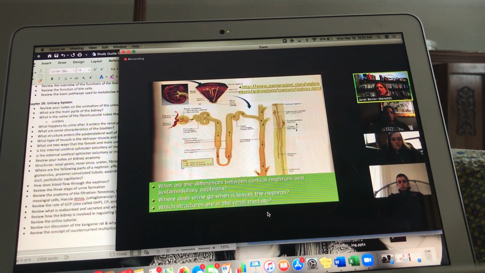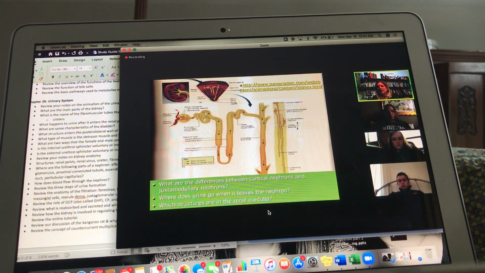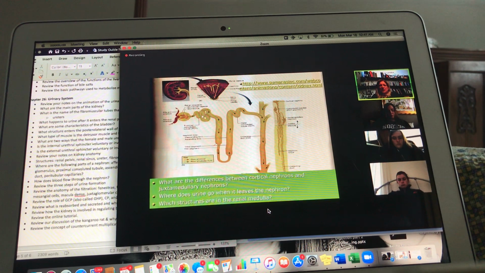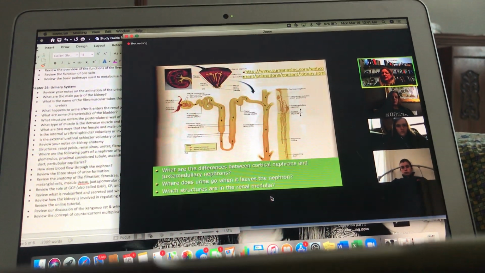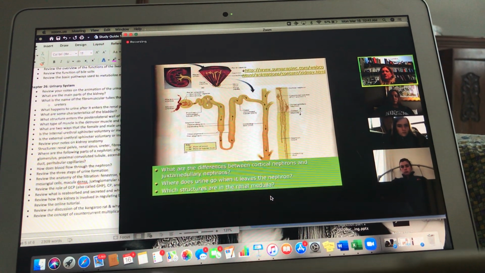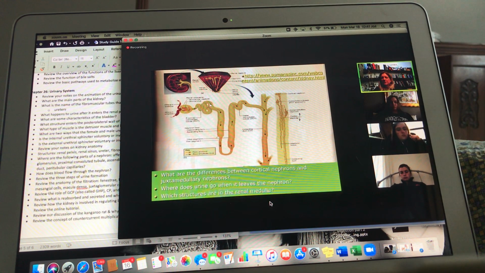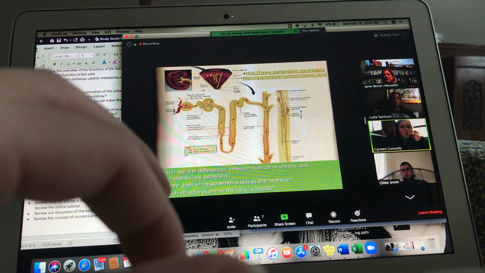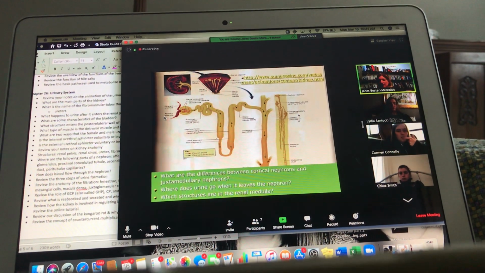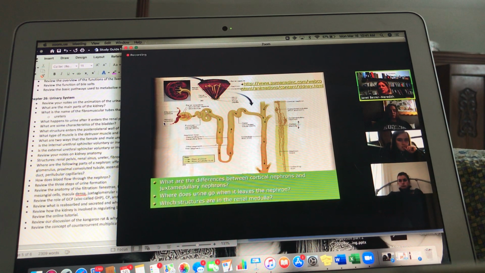And then we have this lovely filtrate. And then we have this proximal convoluted tubule. What's the important thing about the proximal convoluted tubule? What is the significance of the proximal convoluted tubule? That's where glucose gets pumped back into the blood, right? Yeah, so it's where a lot of stuff gets pumped back. So it's the major site of reabsorption.